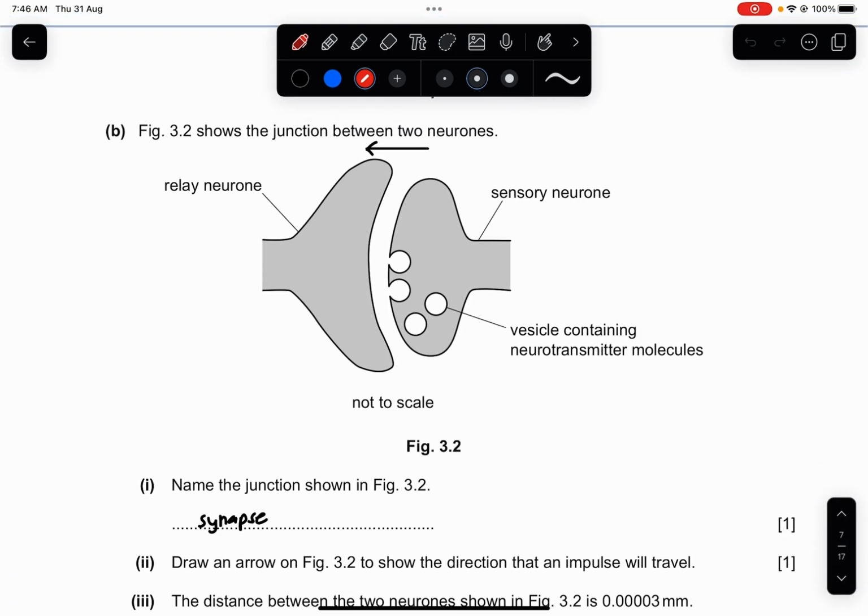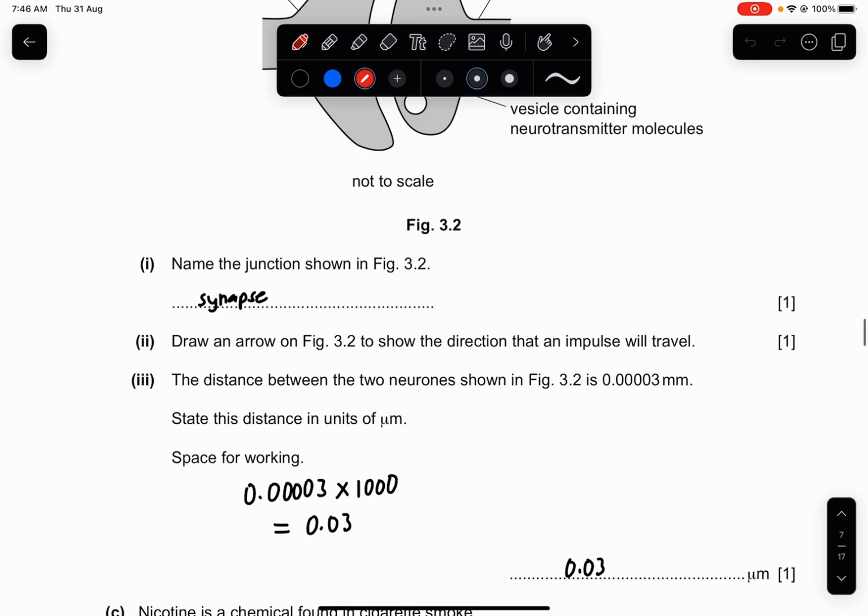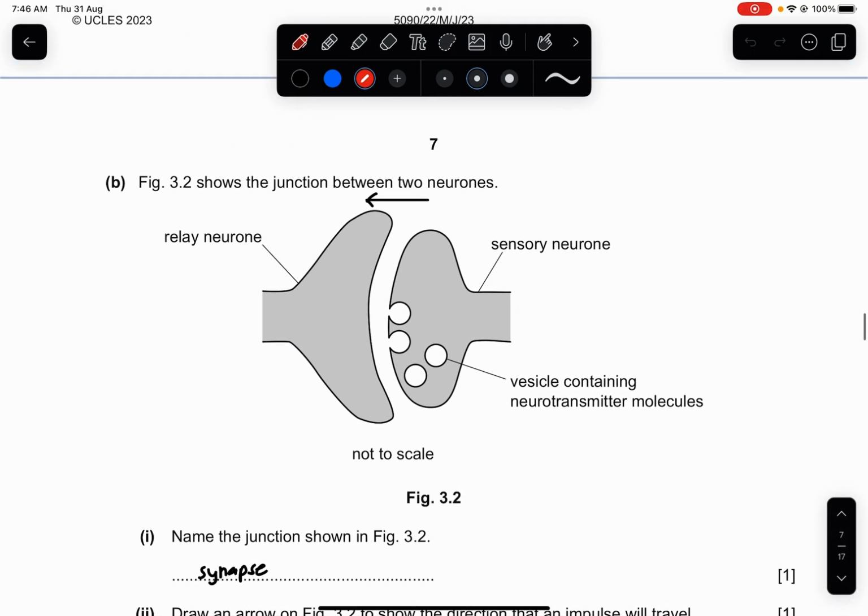Part B. Figure 3.2 shows the junction between 2 neurons. Part 1, name the junction shown in figure 3.2, which is a synapse. Part 2 is draw an arrow on figure 3.2 to show the direction that an impulse will travel. So since the neurotransmitter molecules will be released here, it will be going in this direction. Just to be noted that it will be going in this direction.